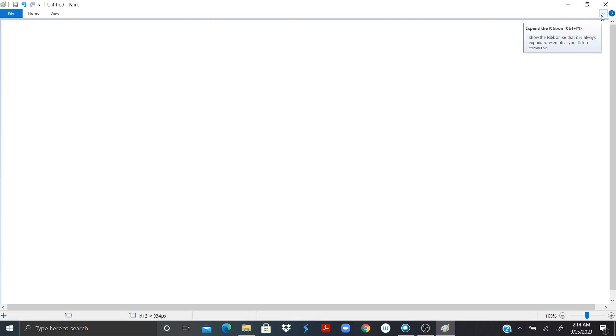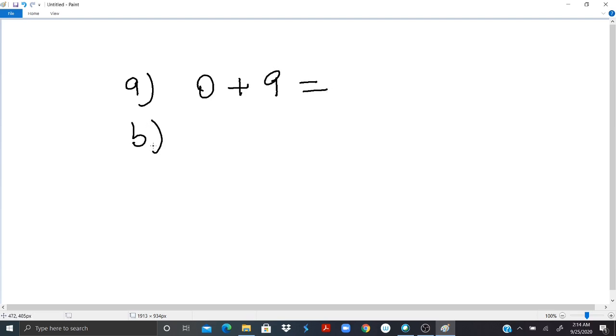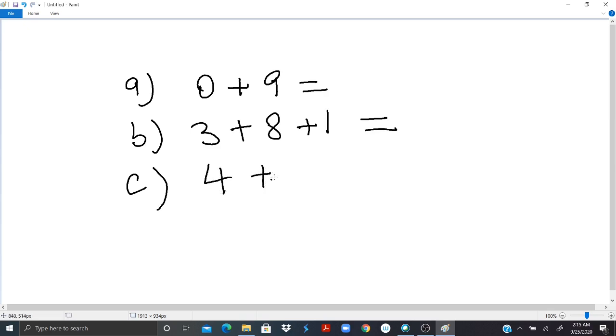Before we continue, try solving this problem by yourself. Put the answer that you get in the comment section. First problem, solve 0 plus 9. Second problem, solve 3 plus 8 plus 1. Third problem, solve 4 plus 0. Put the answer that you get in the comment section.